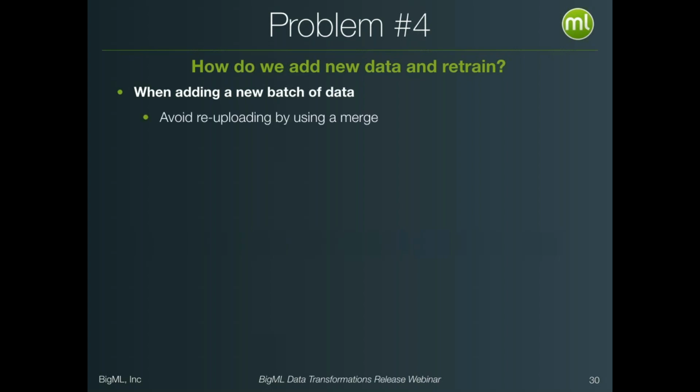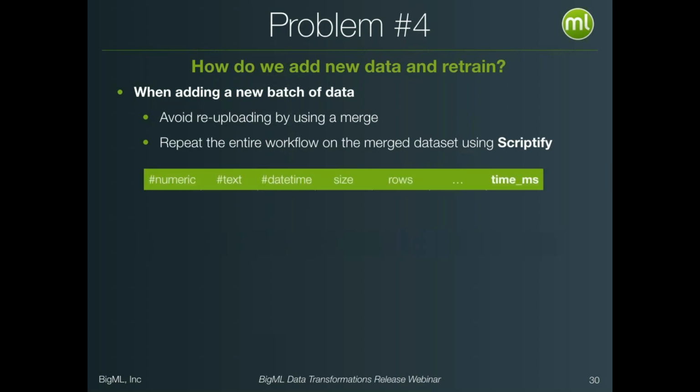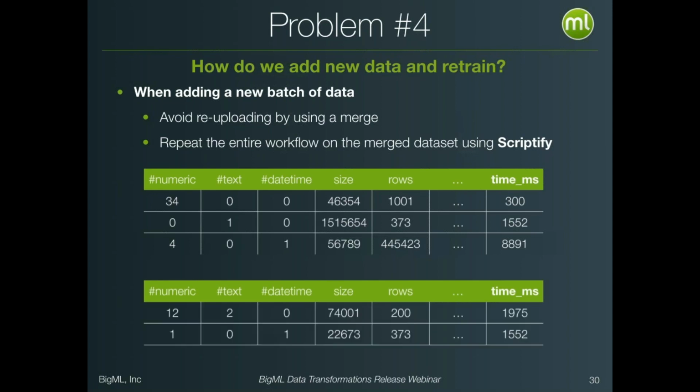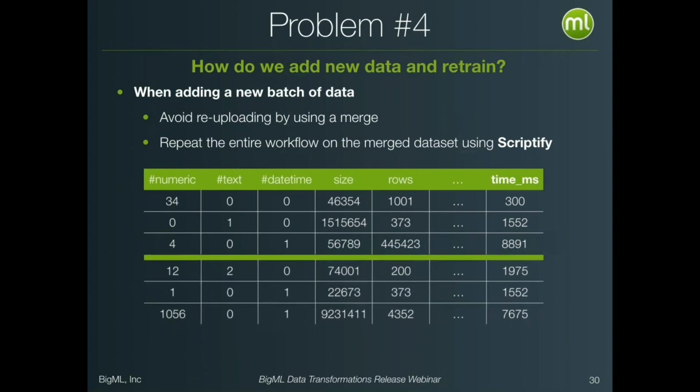So when we add a new batch of data, we want to avoid re-uploading by using a merge. So I don't want to re-upload the tree times 1 file. It's already in the platform. I've already done all this merging and everything. I don't want to do it again. And so what I'm going to do is upload my new data and use a merge. So I'm going to repeat the entire workflow on the new data set using Scriptify, and then I'm going to merge those two output data sets together.